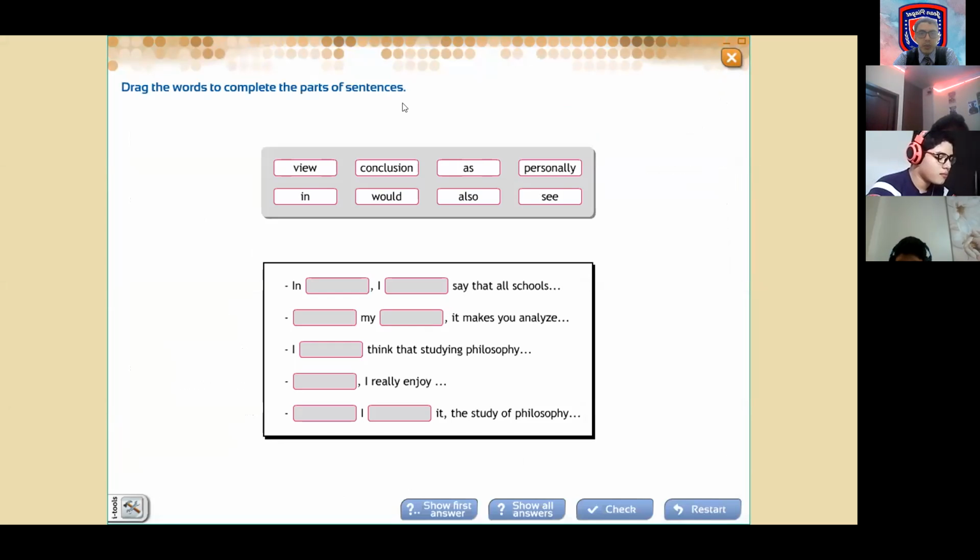Okay, Mr. Maduro, please start with the first line. It says "In... I... say that all schools..." So your answer for that is... Okay, let's check. We have an answer in the chat. "In conclusion" could be. Thank you. So, "I would say that all schools." Thank you, Mr. Maduro. Correct.